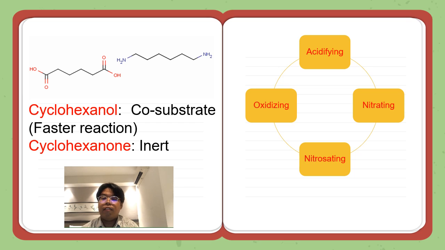The selectivity of the KA oil mixture also depends on the complex activity of the nitric acid, which has acidifying, nitrating, nitrosating and oxidizing effects. And as we can see from the byproduct, this is due to the dependent variables.